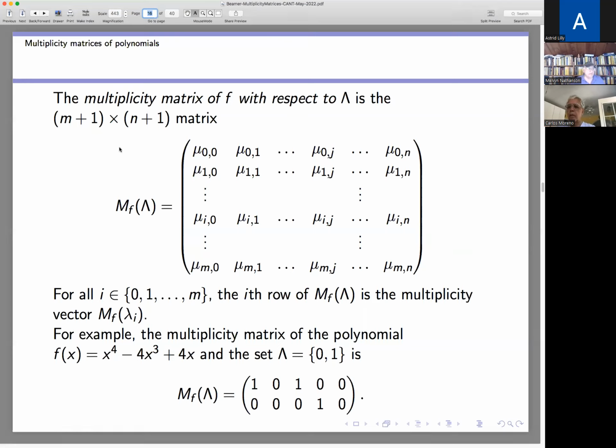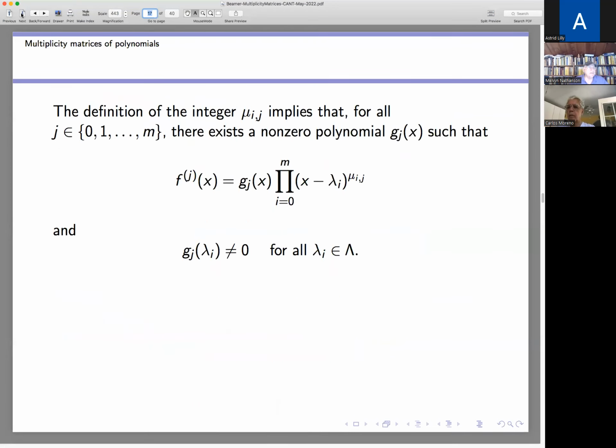So this tells us something about the interactions between the zeros of a polynomial. That's sort of the idea of this. So the definition of this multiplicity mu_ij says that for all derivatives, for all j from 0 up to n, I think it should be an n here, the jth derivative is g_j of x. So lambda_i is a root of multiplicity mu_ij. So the jth derivative is of this form.